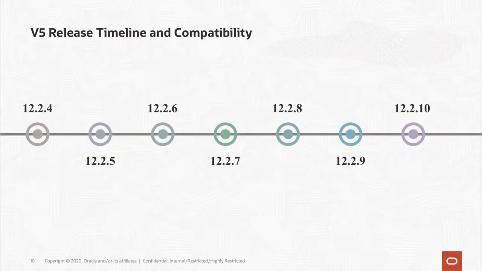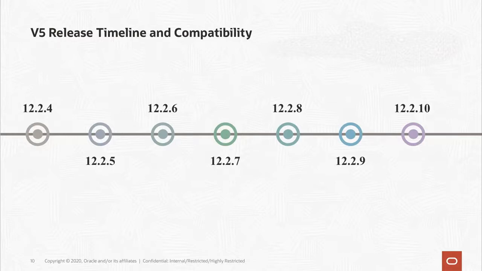So we support every single release of EBS starting from 12.2.4. And we're even forward compatible to the future release of EBS 12.2.11. So what that means is when we released V5, from day one, it is already automatically applicable to 12.2.9, 12.2.8, 12.2.7, even though it was released side by side with 12.2.10, it's applicable to all the previous releases of EBS. So you can take advantage of it wherever you are.